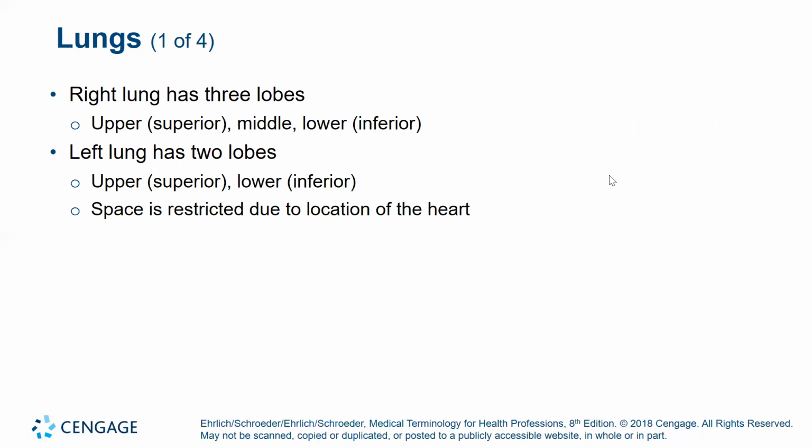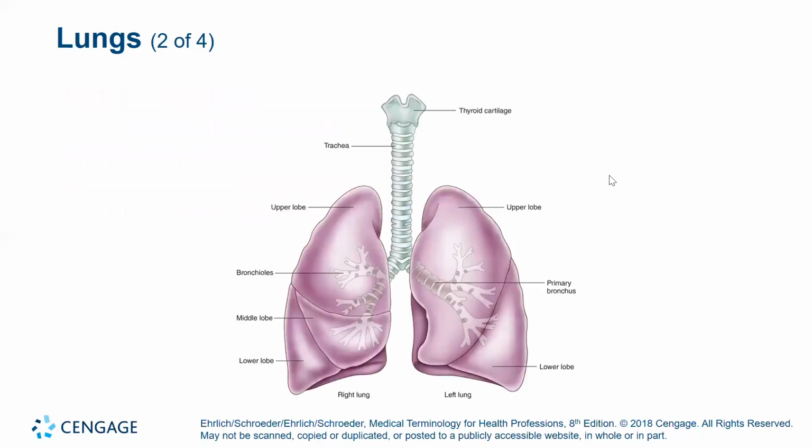Lungs: we have the right and left lung. The right lung has three lobes: the upper, middle, and lower. And the left lung has only two lobes, the upper and lower. The reason is that space is restricted due to the location of the heart. So that's why you only have two lobes on the left. As you can see here, here's an external view of the lungs. Note the three lobes: upper, middle, and lower, whereas this one just has the upper and the lower.